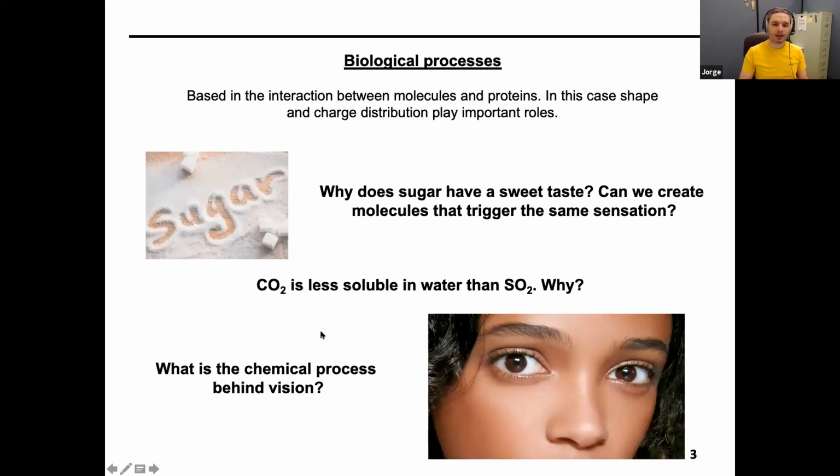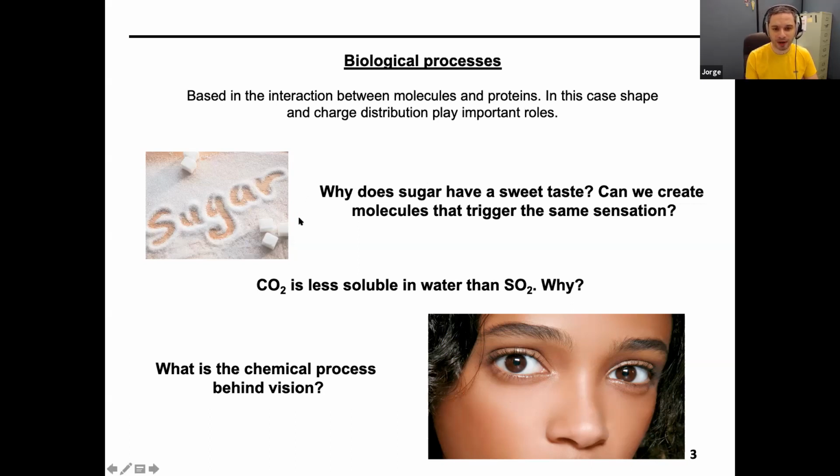Okay, so what's the importance of molecular geometry? Most of the biological processes are based in the interaction between molecules and proteins. In this case, shape and charge distribution play important roles. The recognition between proteins and molecules is strongly dependent on the shape of molecules and proteins. Therefore, having an adequate shape will allow or not the interaction between molecules and proteins.